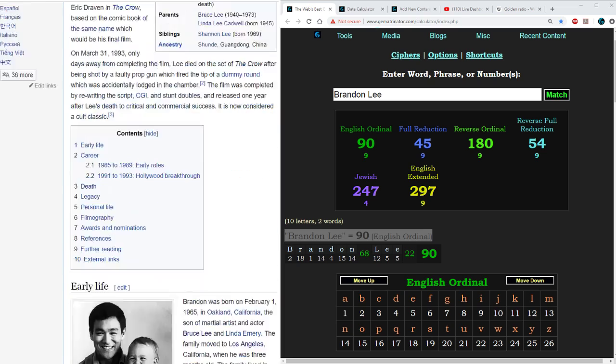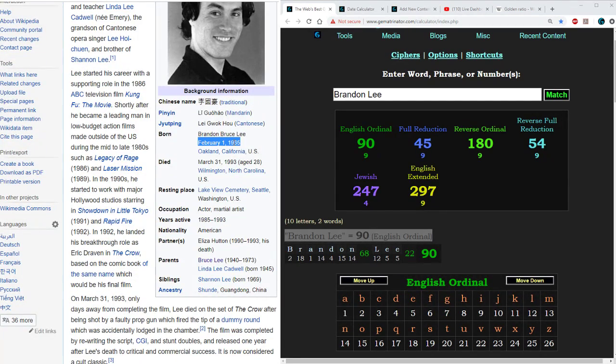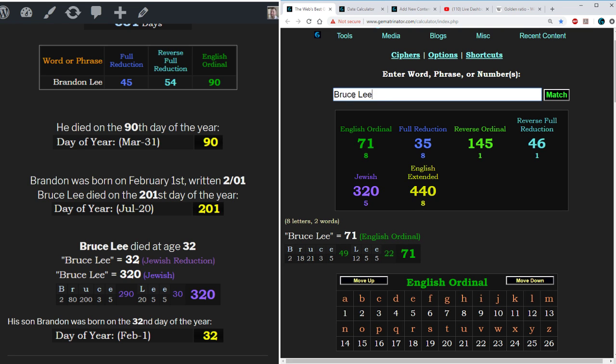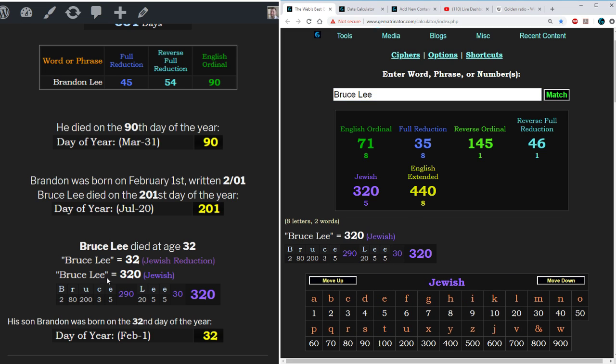Meanwhile, Brandon Lee's birthday, February 1st of 1965, is the date written 2/01. His dad, Bruce Lee, died on the 201st day of the year. Bruce Lee died at age 32. In Jewish gematria, Bruce Lee equals 32 and 320. And his son Brandon was born February 1st, on the 32nd day of the year.